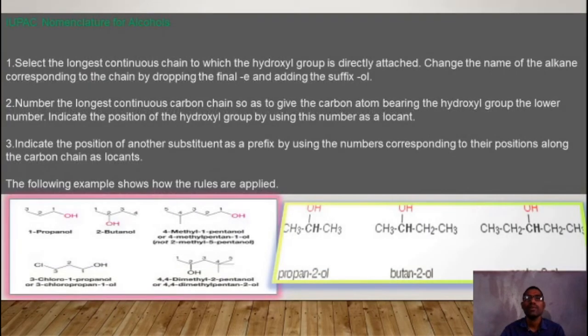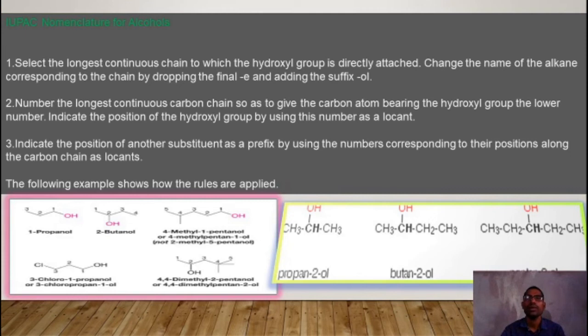Now we see IUPAC nomenclature for alcohols. It has some rules of IUPAC, the International Union of Pure and Applied Chemistry. Select the longest continuous chain to which the hydroxyl group is directly attached, meaning select the chain to which the OH group is attached. Change the name of the alkane corresponding to the chain by dropping the final E and adding the suffix OL. That is, alkane E is replaced by OL, so alkane converts into alkanol.